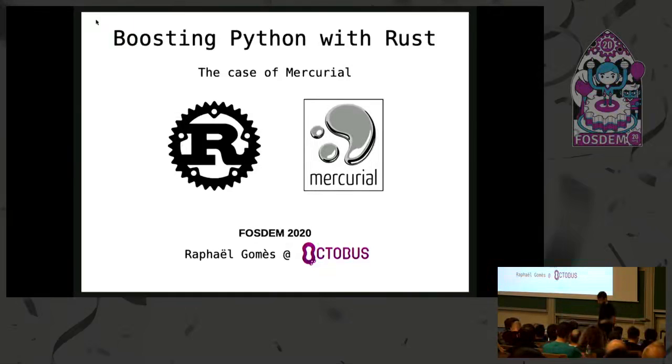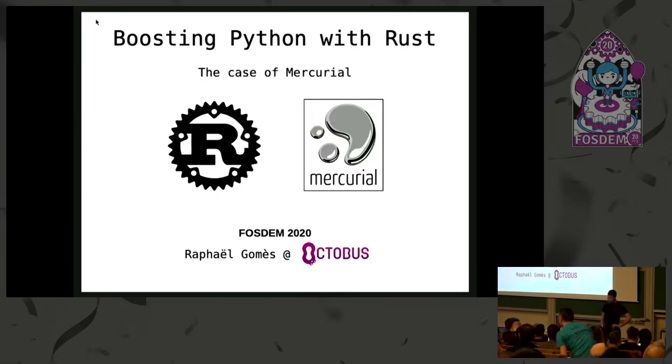And I'm going to talk about how we interface Python and Rust within Mercurial to, well, you'll see why, and what are the challenges that we faced and how we fixed them, how we didn't yet for some.